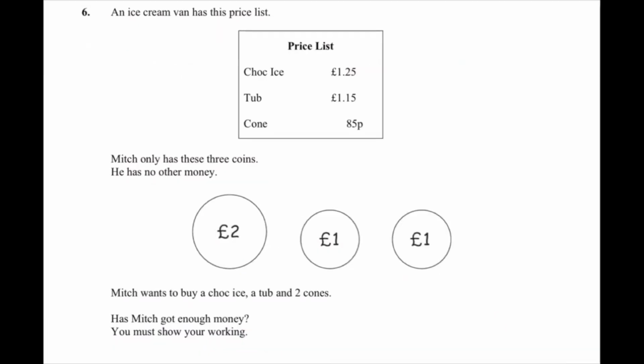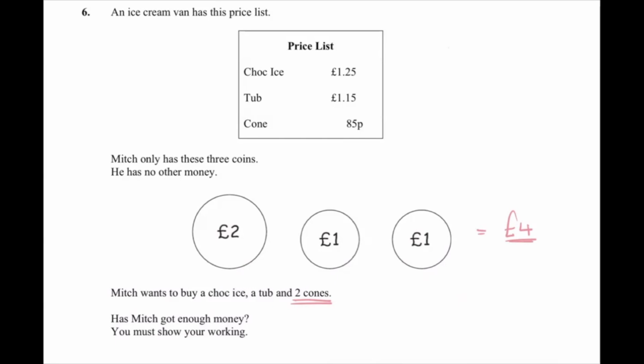Okay, so we're being told that Mitch only has these 3 coins and no other money. So basically, Mitch has got £4. He wants to buy a chalk ice, a tub, and 2 cones. And again, if I was to say where the error might happen in a question like that, it would be there where people just do the 1 cone. They kind of forget it's going to be 2.